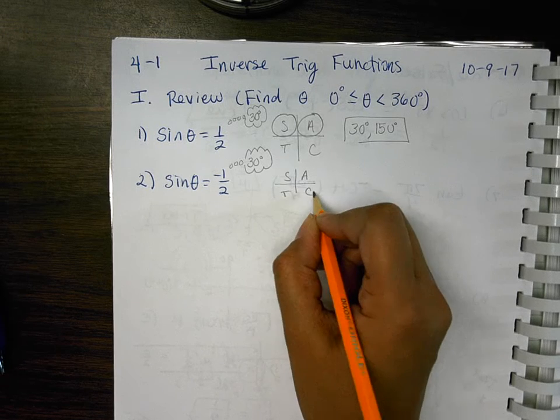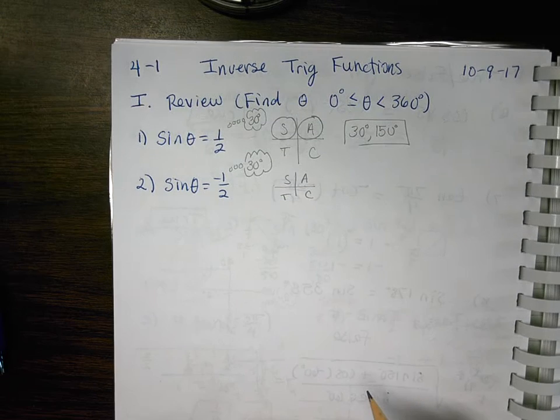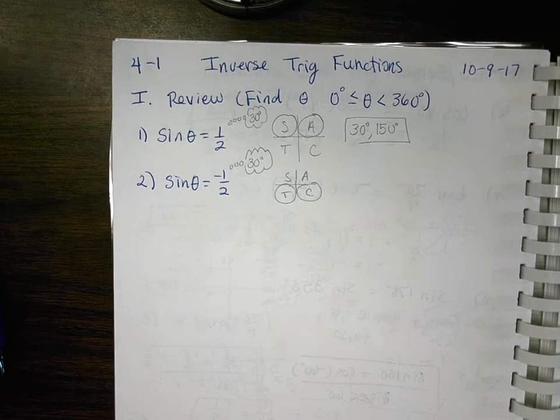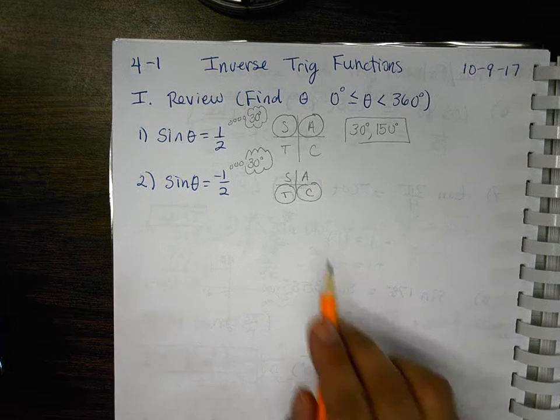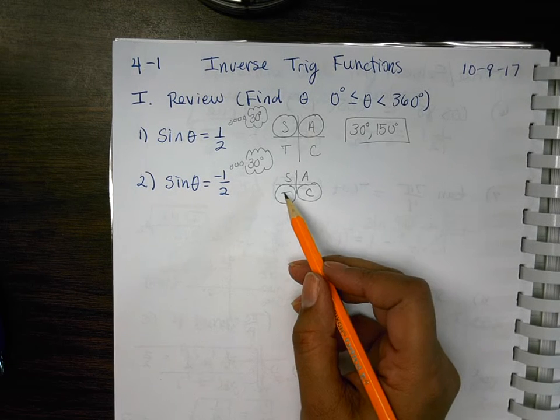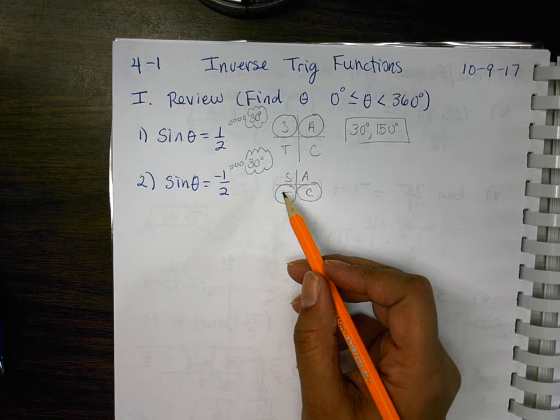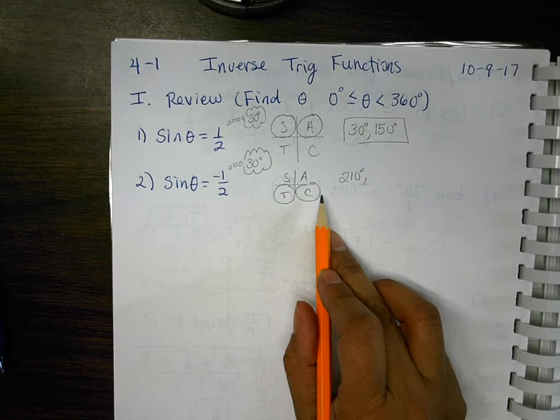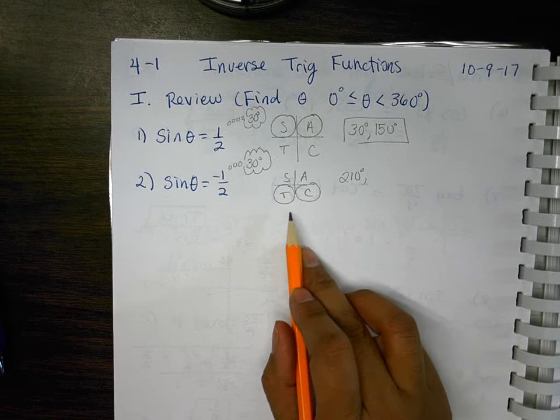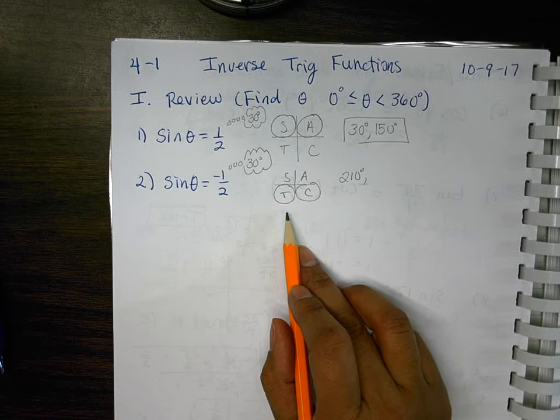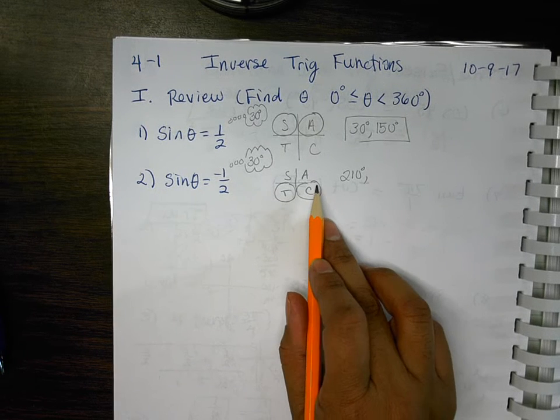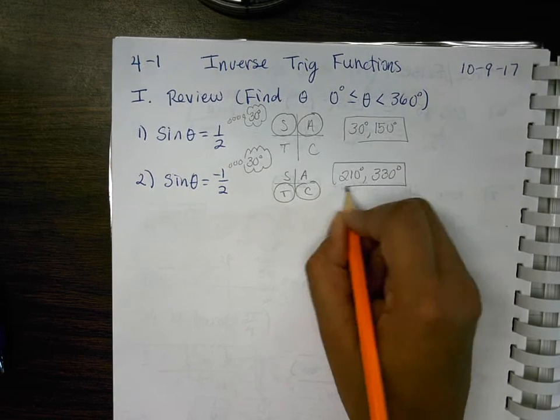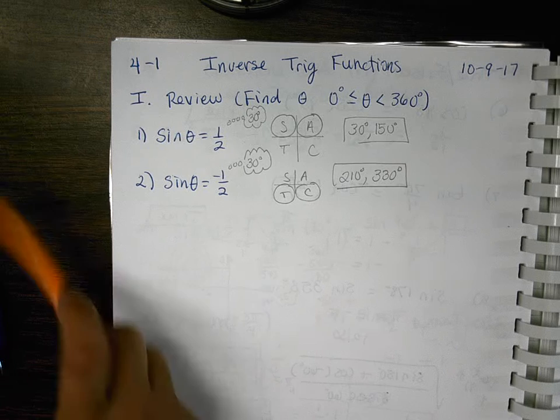So we still use the ASTC. And in which 2 quadrants is sine negative? 3 and 4. So will 30 degrees be one of my answers? No, it's not, because I'm no longer in quadrant 1. If I'm in quadrant 3, will I do 180 minus 30 or 180 plus 30? Plus, and that's 210. In quadrant 4, do I add or subtract from 270 or 360? Never the 270, or the 90. So you do 360 minus 30, and that is 330. All right, any questions on this review?